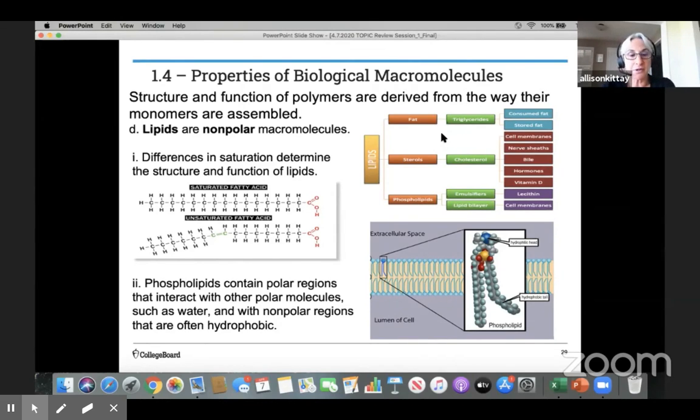And then finally, phospholipids. Phospholipids are really important molecules because they contain polar regions due to that phosphate. You can look up here. The phosphate is shown in blue, and it's hydrophilic, meaning that it likes to be near water. Hydro means water, philic means affinity for. But it also, because of the nonpolar fatty acid chains, is hydrophobic at the same time. And this makes it a useful molecule in creating that barrier as part of the cell membrane.